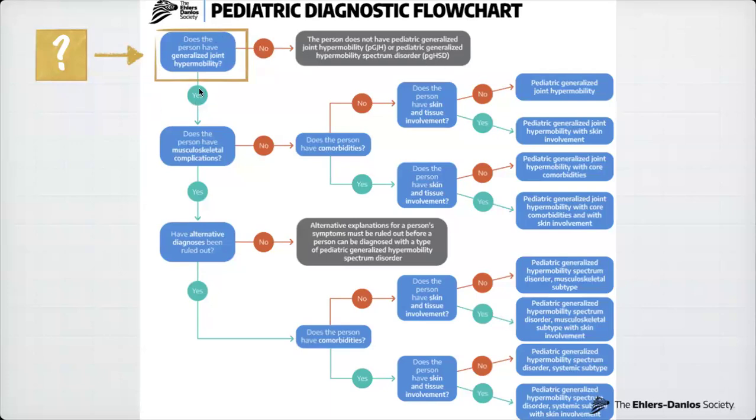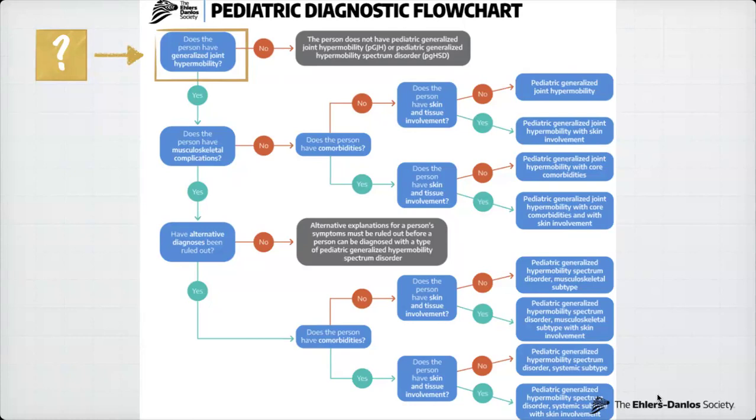But if the answer is yes, so the Beighton score is 6 or more out of 9, then the next question is, does the person have musculoskeletal complications? This will distinguish between whether it's generalized joint hypermobility or a hypermobility spectrum disorder.